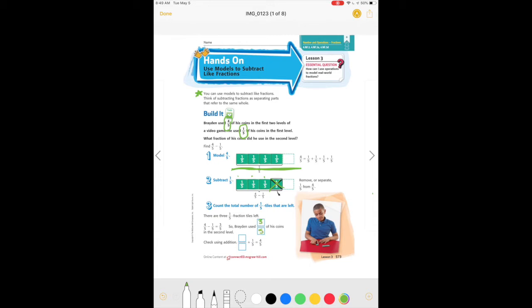When you are subtracting like fractions, you can use addition to check. So you're going to take your answer, which we got 3/5, and add it to 1/5. Yesterday we talked about adding like fractions, so we know how to do this. You keep the denominator the same, and then you just add the numerators. 3 plus 1 is 4. 4/5 is what we started with, so we are good to go.